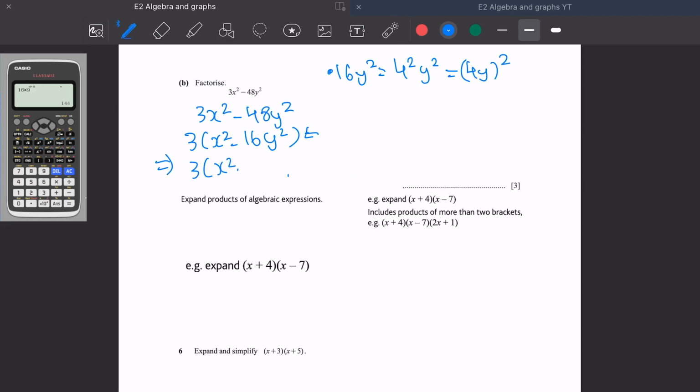So this becomes 3 into the bracket x squared minus 4y whole squared. Then this becomes 3 into x plus 4y into x minus 4y. And that's the final answer.